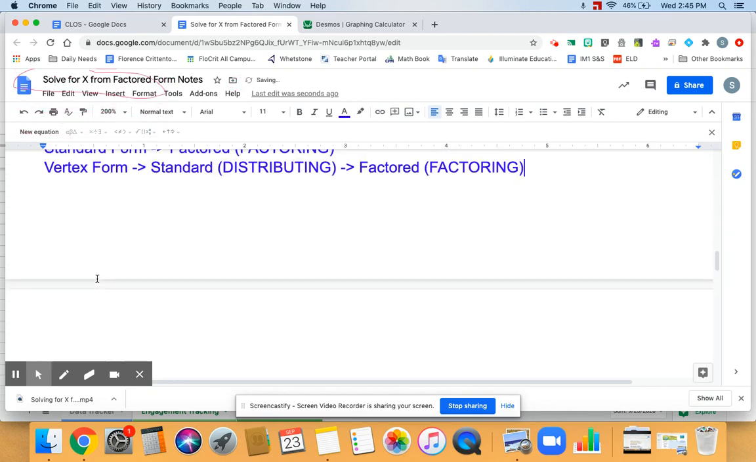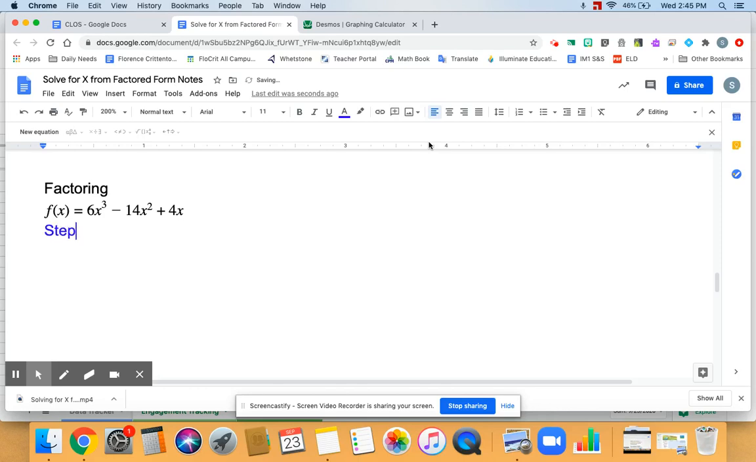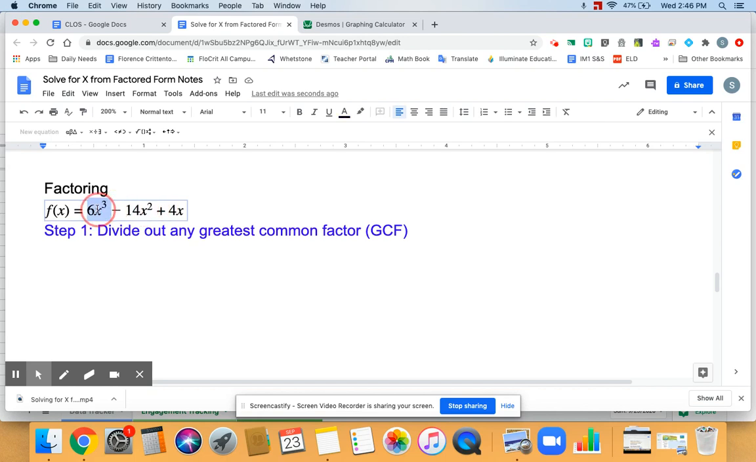So this is how factoring works. 1. Divide out any greatest common factor, also known as your GCF, greatest common factor. All right, so this factoring example is way harder than you're actually going to have to factor in this class. This one isn't even a quadratic, it's a cubic because the biggest one's an x cubed instead of an x squared.